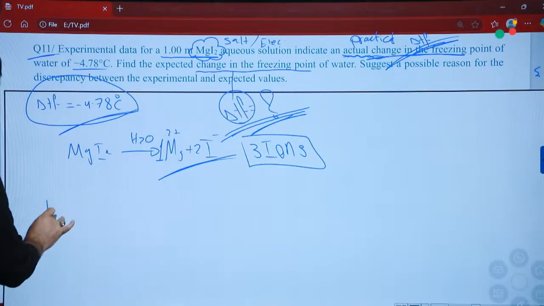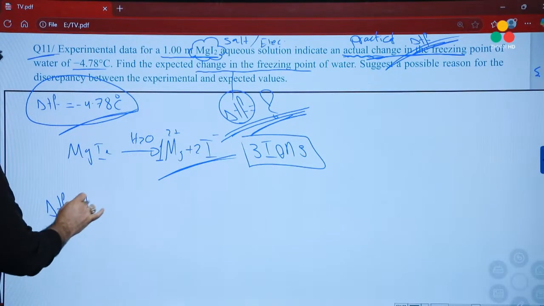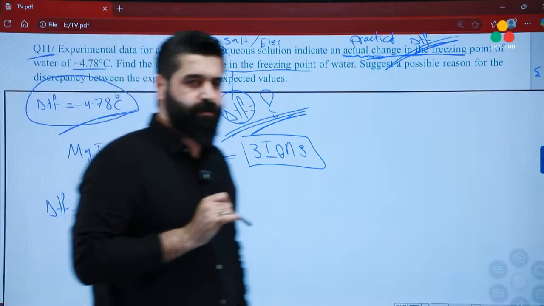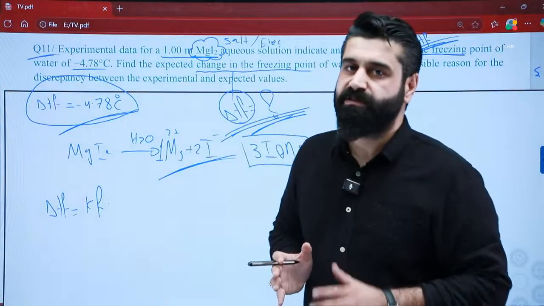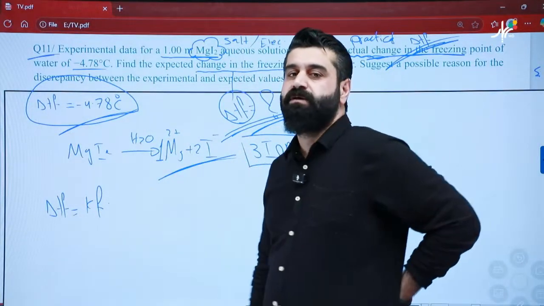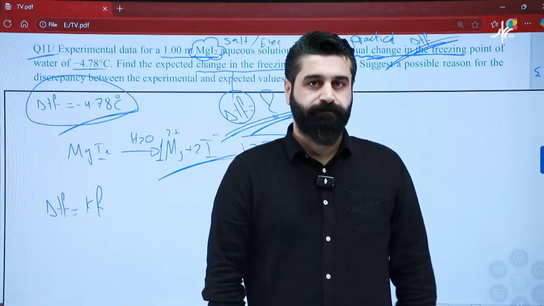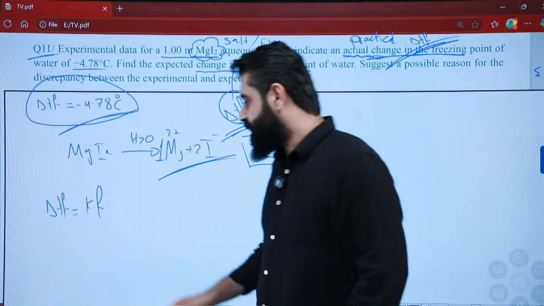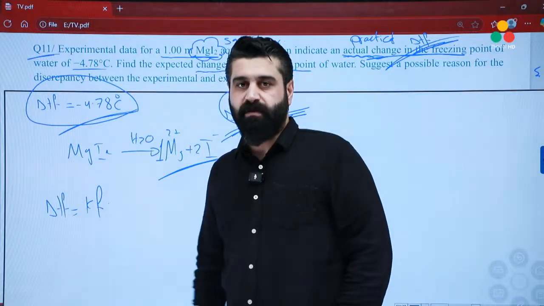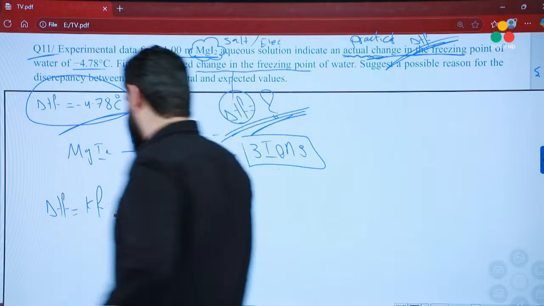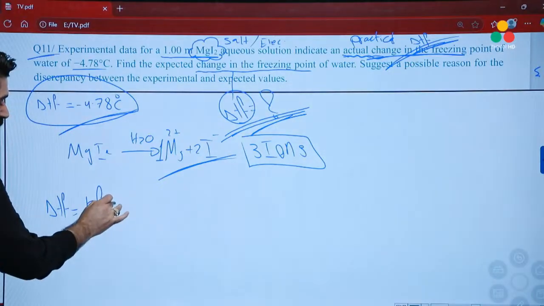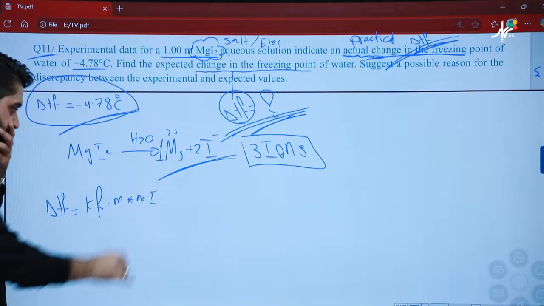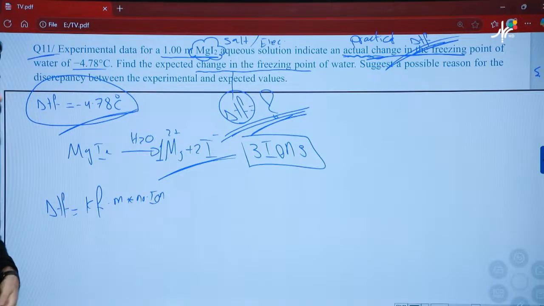Now, find delta TF. Delta TF equals Kf times total molar concentration. Don't you remember? Colligative properties depend on the total molar concentration. So what is the total molar concentration? It means the molality multiplied by the number of the ions. In somewhere they will say the factor. This is also true, no problem.